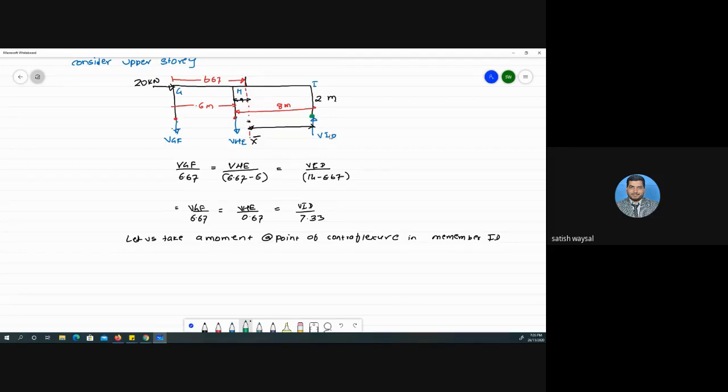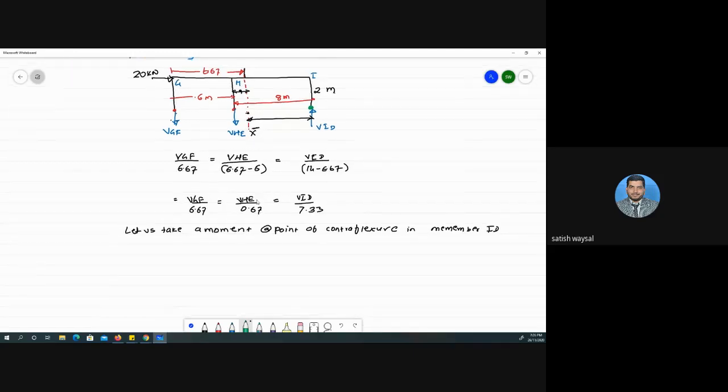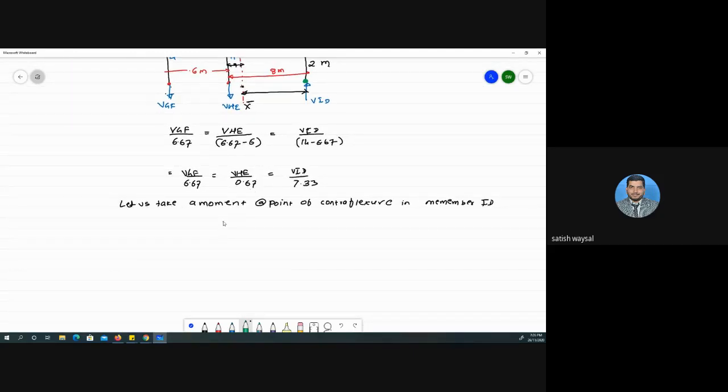ID I will consider as 0. These two are moving in the same direction, and 20 is in the opposite sense. These two are moving in anti-clockwise direction. 20 is moving in a clockwise sense. So let us consider that. Suppose VGF into, I'm considering anti-clockwise positive, or vice versa. That doesn't matter. Let us consider according to our convention.